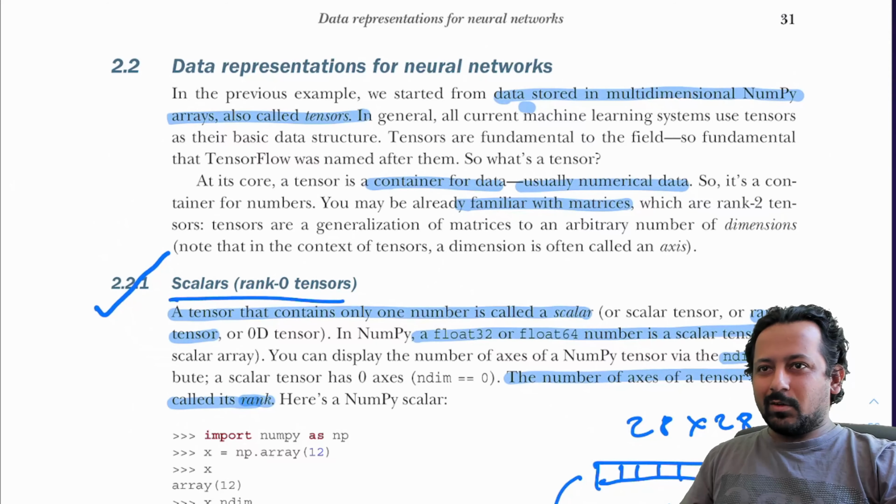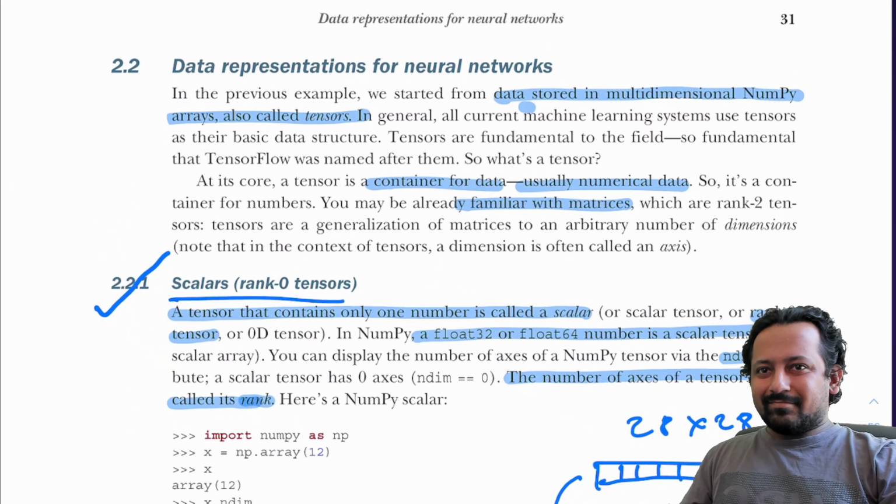Hello everyone and welcome to this brand new video in which we are going to learn about data representations for neural network. In this video we are going to learn about the different types of tensors and the different types of datasets like image dataset, time series dataset, and how they are represented. And I think it's a very basic building block if you're getting started with neural network.